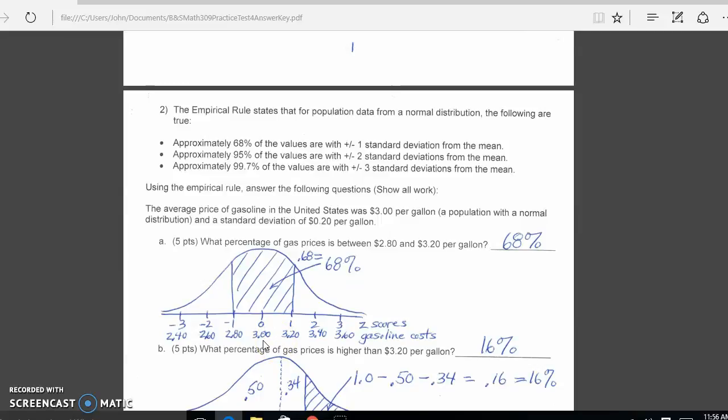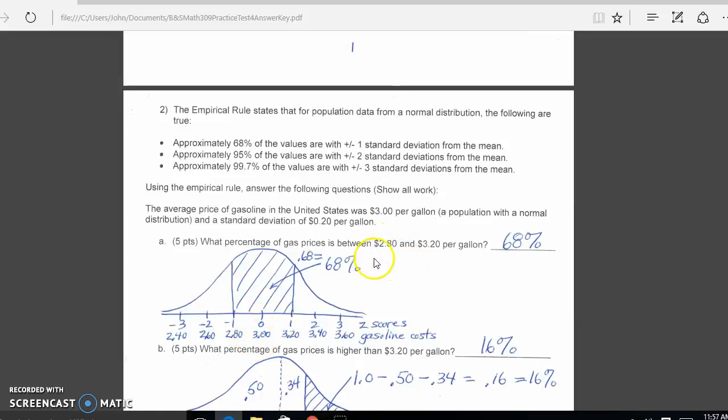Now, under the z-scores, I have the actual gasoline cost per gallon, and the mean, we're told, is $3. And so if I were to add on 1 standard deviation to the right, it would be $3.20. If I added on 2 standard deviations, it would be $3.40. 3 standard deviations would be $3.60. And then as I go to the left, I'm subtracting the standard deviations. 1 standard deviation to the left is $2.80. 2 standard deviations to the left is $2.60. And 3 standard deviations to the left is $2.40.